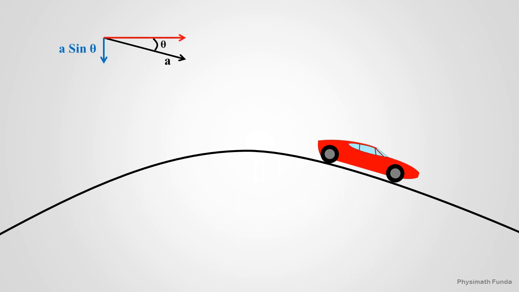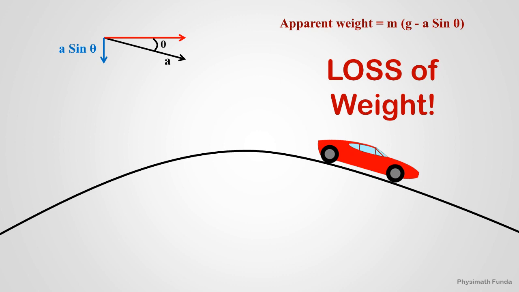This phenomenon can be experienced when you travel in a car also. Imagine yourself in a car over an inclined road. Let a be your acceleration. Then this acceleration will have two components, vertical component and horizontal component. The vertical component is given by a sin theta. Then your apparent weight will be m times (g minus a sin theta). So here you have an apparent loss of weight.